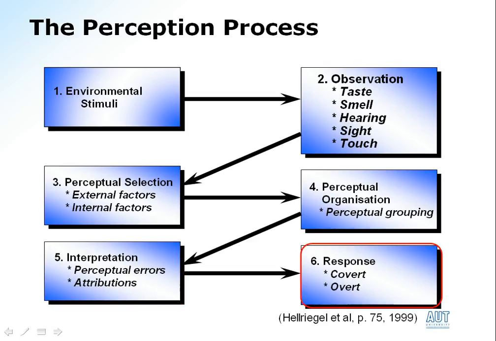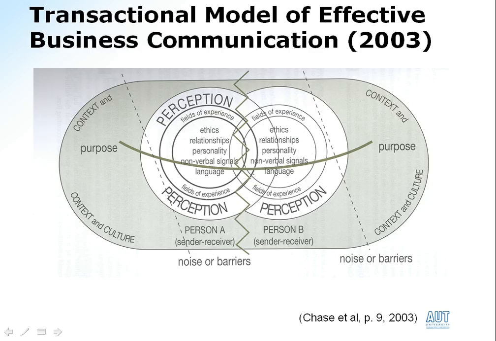And then we will have some kind of response, and it may be covert, like attitudes, motivation or feelings, so hidden, or overt, that we see in our behaviour. So that's the perception process. We have to remember that when we're thinking about communication, because we're actually thinking about the normal modern method of communication.